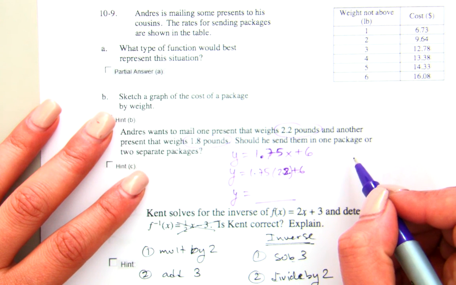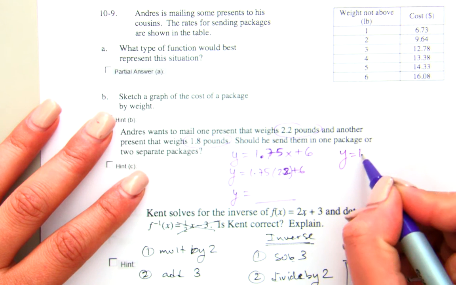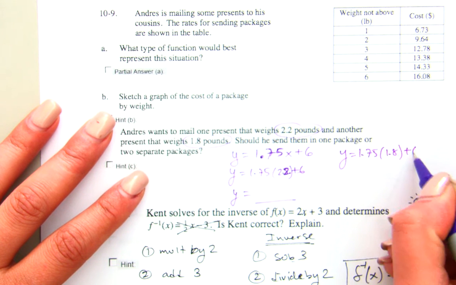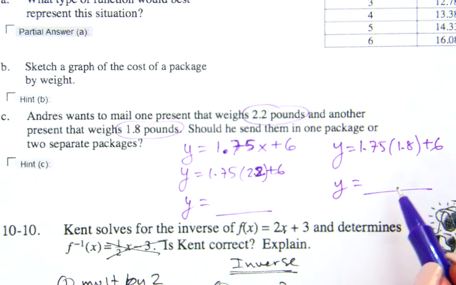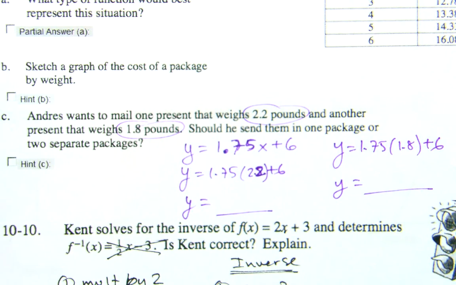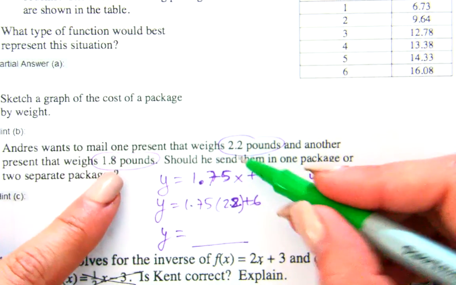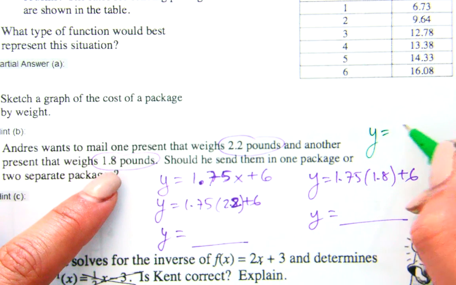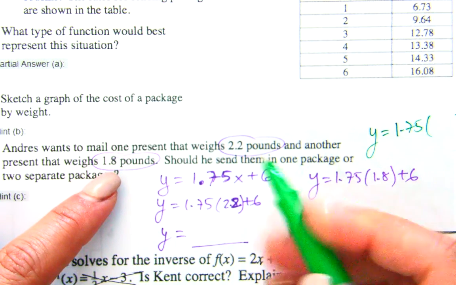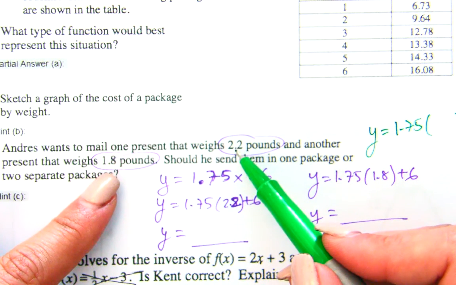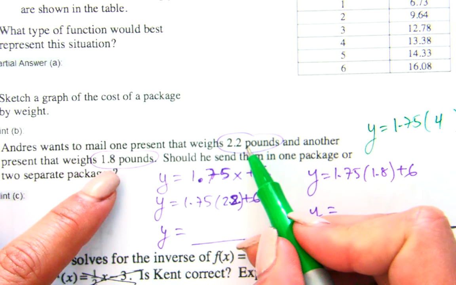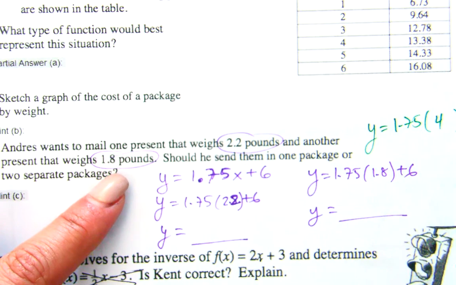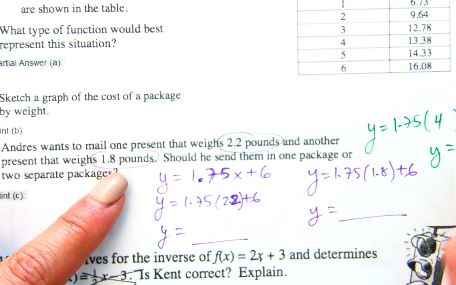And then do the same thing again. So y equals 1.75 times 1.8 plus 6, get an answer. See how much it's going to cost you to send 1.8 out. All right, and then I don't know why they really want you to do this, but I guess they want you to plug in both of them together. So y equals 1.75 times 2.2 plus 1.8, that's 4 pounds, plus 6. How much is that going to cost you?